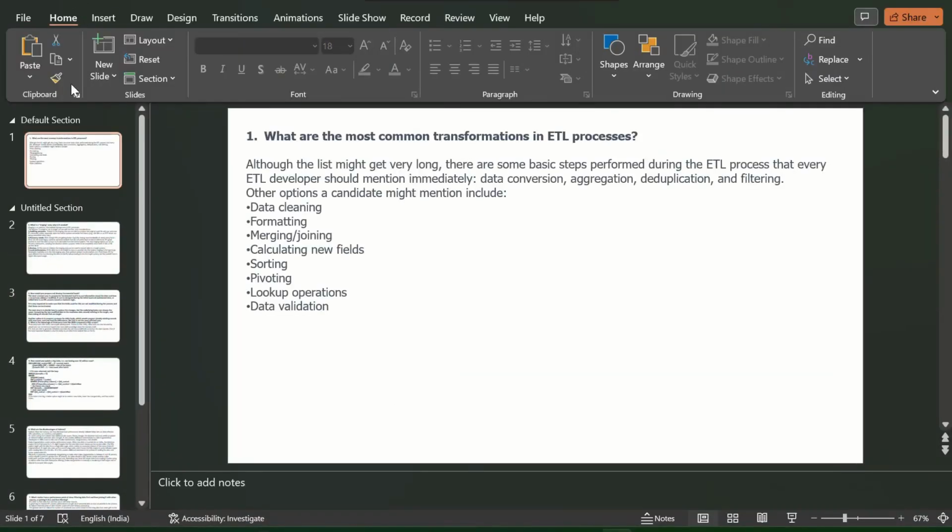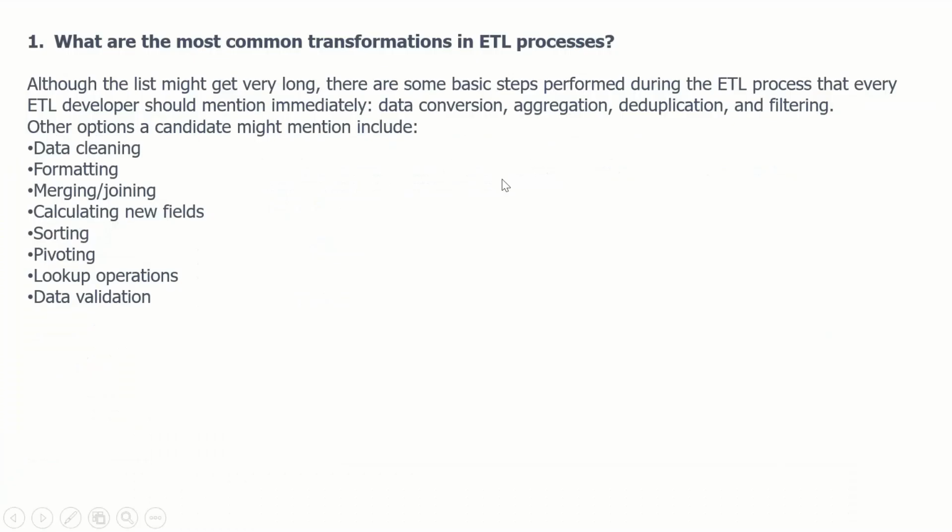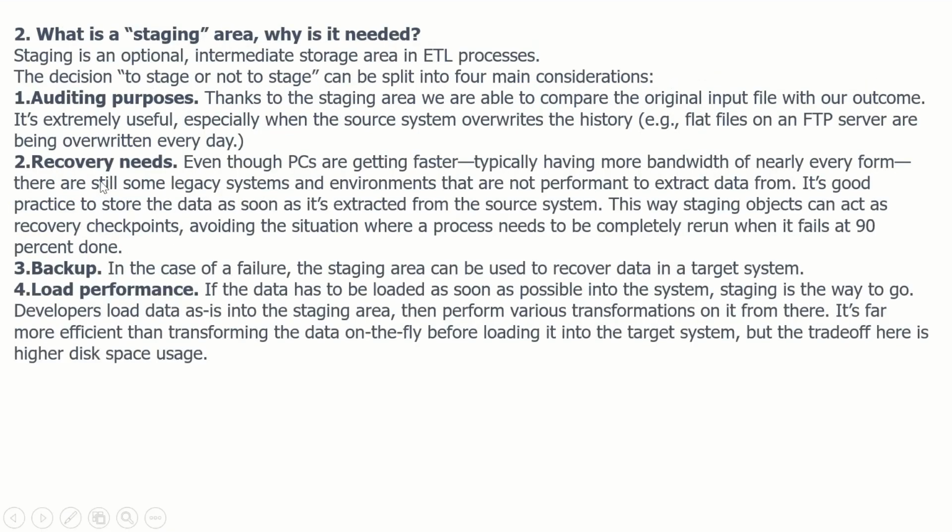So here are the slides I made. The first question is, what are the most common transformations in ETL processes? Although the list might get very long, there are some basic steps performed during the ETL process that every ETL developer should mention immediately: data conversion, aggregation, deduplication, and filtering. Other options a candidate might mention include data cleaning, formatting, merging and joining, calculating new fields, sorting, pivoting, lookup operations, data validations. Okay, moving to next question.